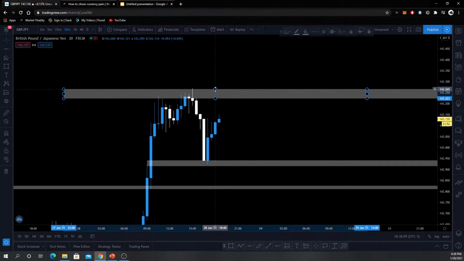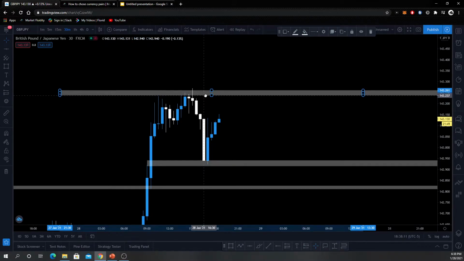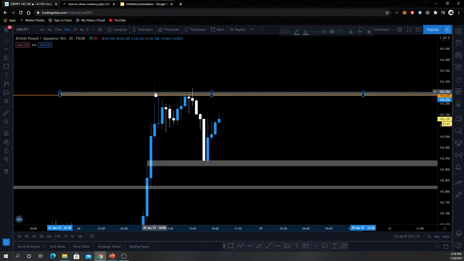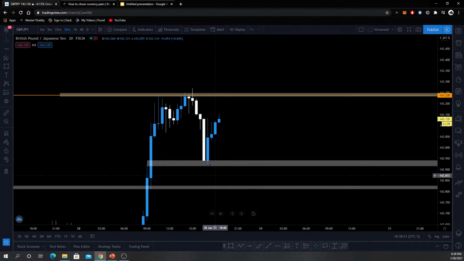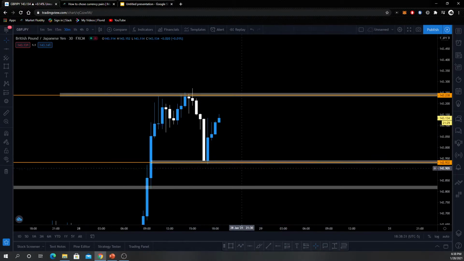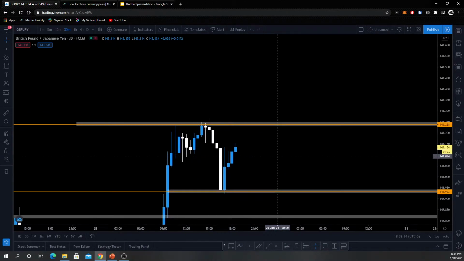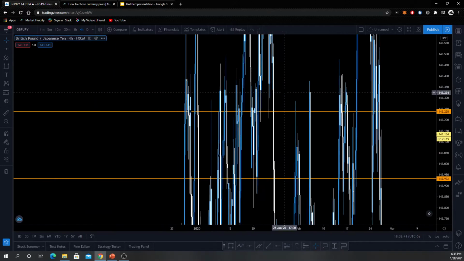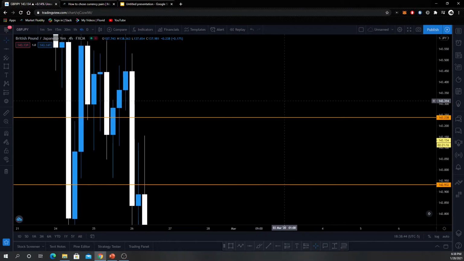Okay, so we know we created a resistance level right over here, which is at 143.240. Then we have our support, which is right down here. That is at 142.930. So for us to keep on buys, we need to break above this level. So for that, let's see what we can. Just one moment.